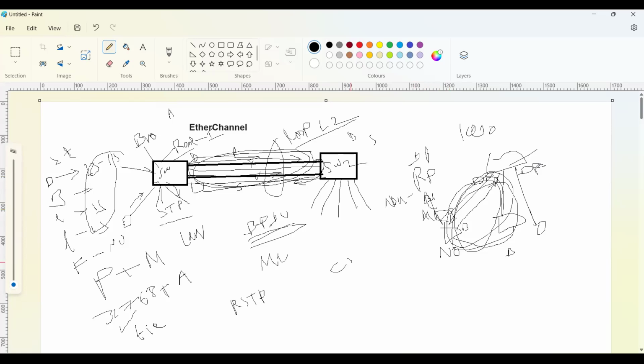This is all about STP, and we have 3 types of STP: CST, Common Spanning Tree, PVST, and PVST plus. These are the types of STP. CST is an open standard, while PVST, Per VLAN Spanning Tree, and PVST plus are both Cisco proprietary. Understood?